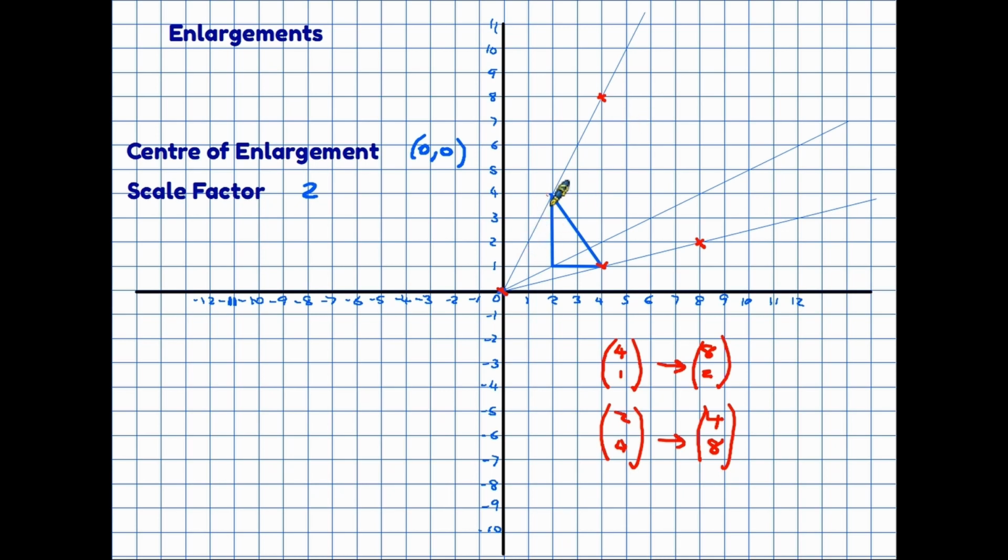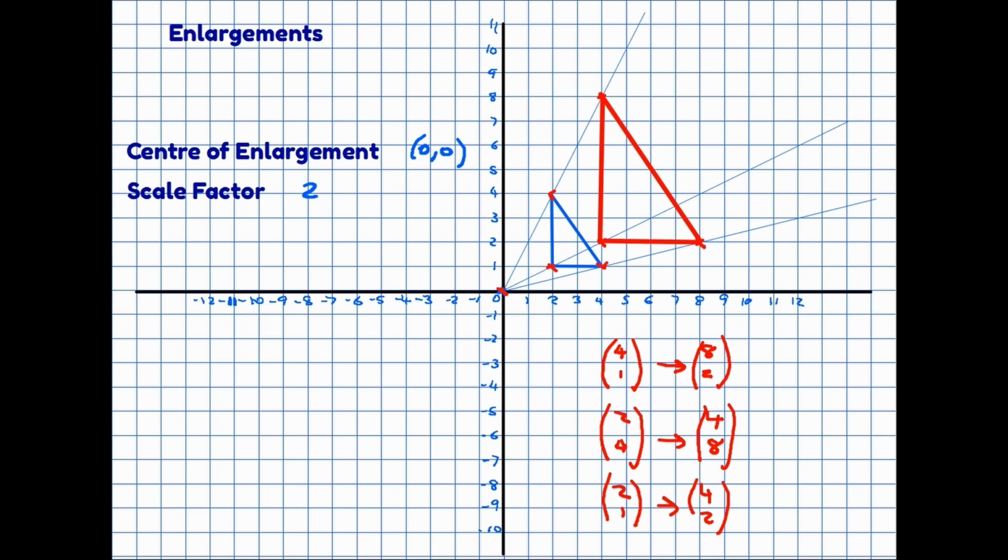Let's have a look at the third point here, the one closest to the origin. The vector there is 2, 1. Therefore, I'm going to double it to 4, 2. That means this point of the triangle is going to be there. I'm going to connect all the points of my new triangle, and 1, 2, 3 sides.